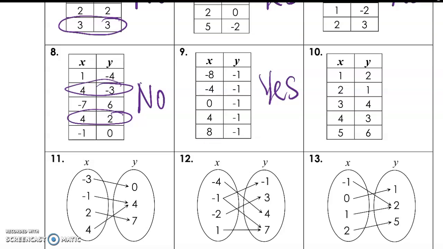Now, one thing I want to show you is if they would have put this as a -8 also, we have -8 repeated, but the y value is the same. So it actually is still a function. Even if they repeat the exact same ordered pair, then it doesn't matter. That's still a function.